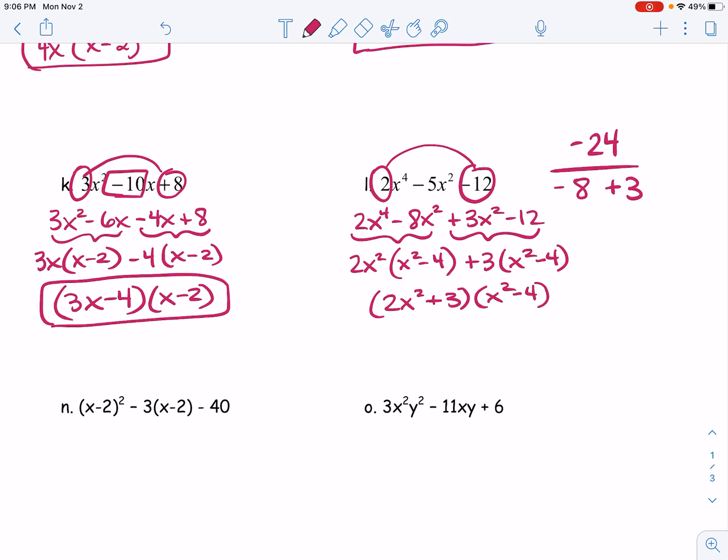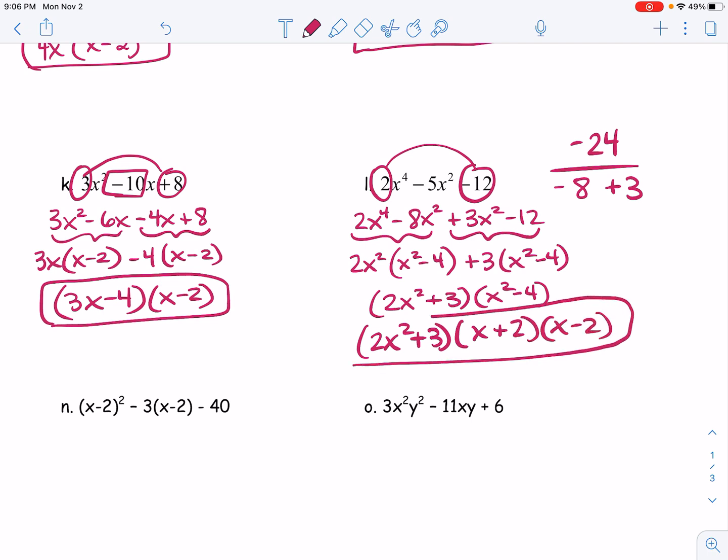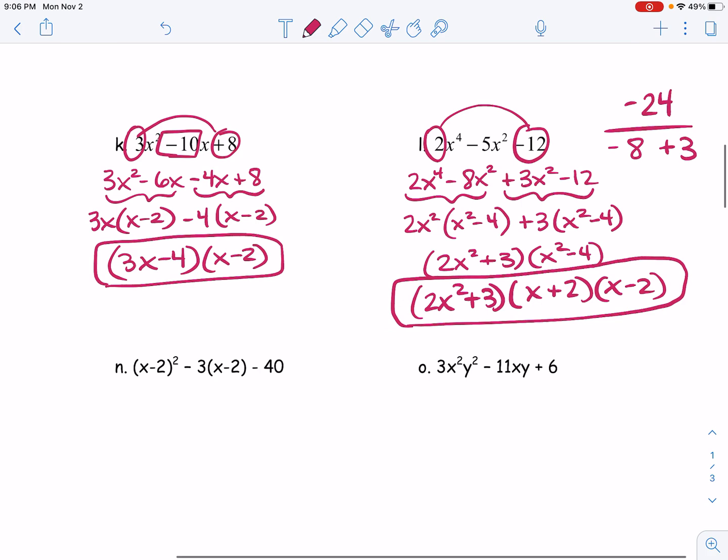I cannot call that my final answer because this is a difference of perfect squares. That's why I did a hint, hint, wink, wink, nudge, nudge. I can factor that some more. Difference of perfect squares, root plus root times root minus root. And now I am done. Okay. Keep going.